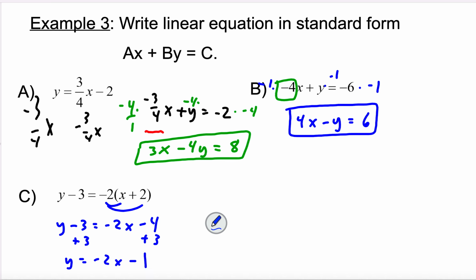And then the x term has to be over by the y term, so I'm going to bring that over on the other side. So I'm going to add 2x, add 2x. So on the left-hand side there, we get 2x plus y equals -1.